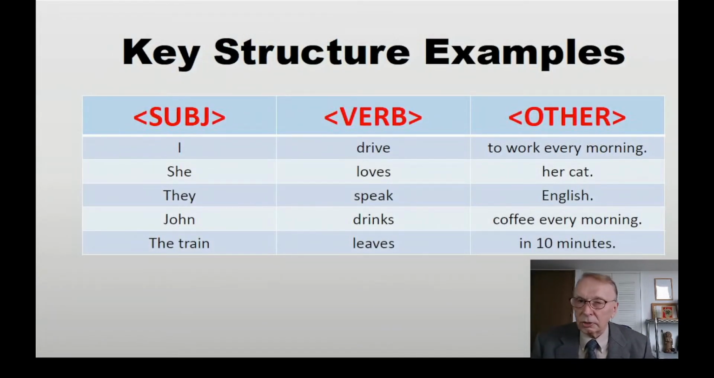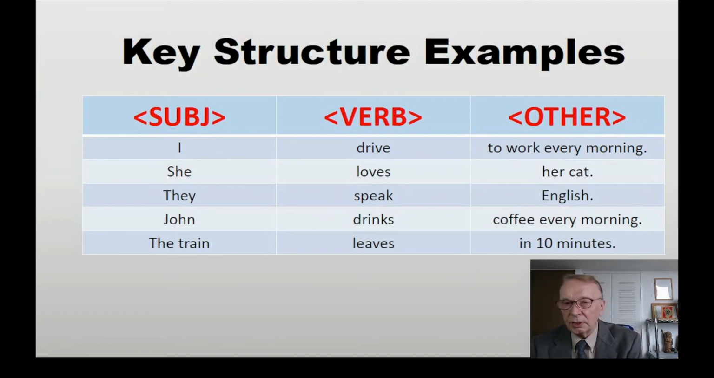Here are some key structure examples. Notice I've divided these into subject, verb, other. For example, I drive to work every morning. Notice how that sounds. I drive, keeping it together. I drive to work every morning. Okay? The second sentence, look at that. She loves her cat. Notice she loves, almost like one word. She loves her cat.